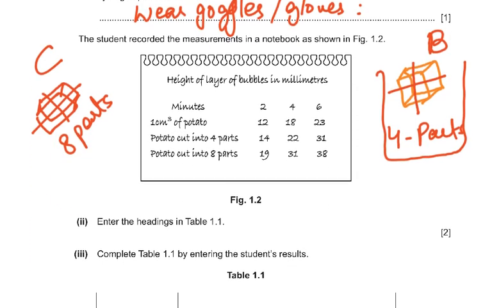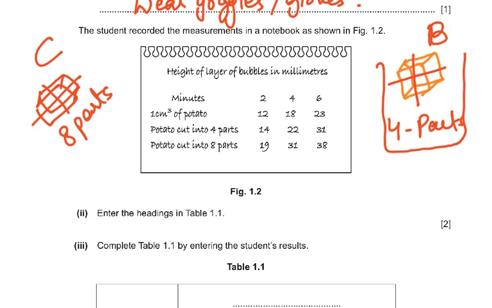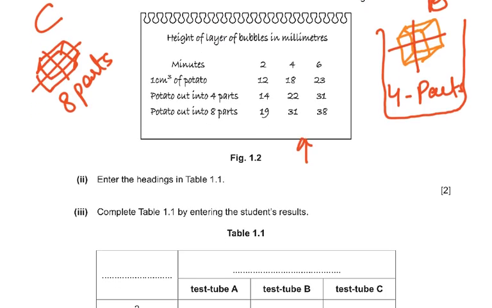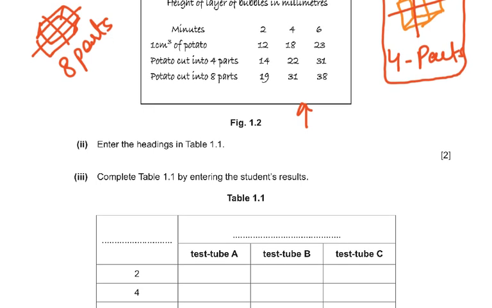Now it says the student recorded the measurements in a notebook as shown in figure 1.2, and to enter the headings in table 1.1 and complete table 1.1 by entering the student's results. So this is figure 1.2. So you have to go on to table 1.1 and enter the headings. Here you have time and what is the unit? So time in minutes.